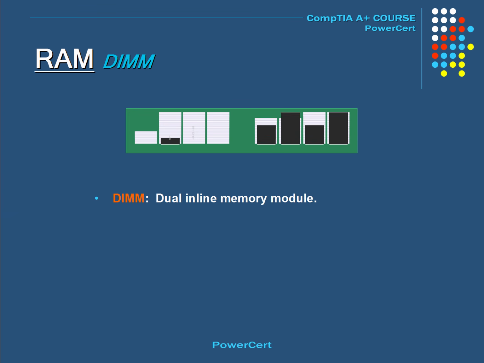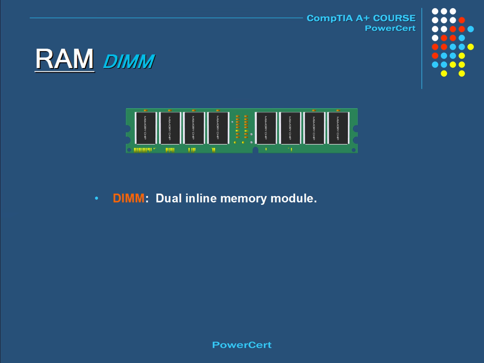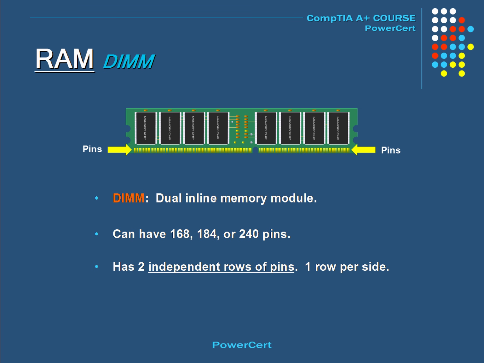For example, most motherboards have DIMM memory modules because it's the most common type to date. DIMM stands for Dual Inline Memory Module. A DIMM memory module has either 168, 184, or 240 pins. A DIMM is a dual inline module because it has two independent rows of these pins, one on each side. And DIMMs have a 64-bit data path.